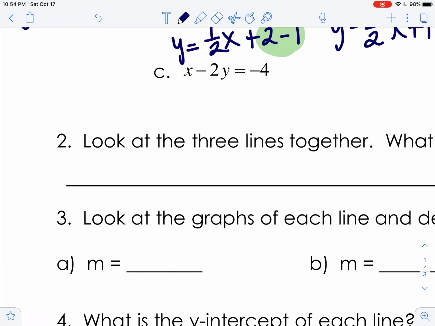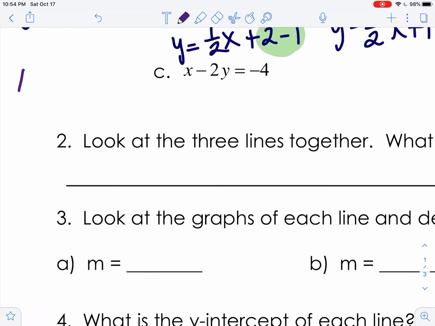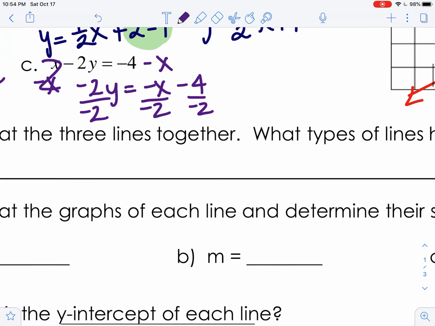Okay, last but not least, we have our standard form. Again, you're going to see this on your STAR test, so we're just going back over it. And it's going to look like this on your formula chart. So that's how we know it's in standard form. But the idea that we have to get y by itself is still not going to change. So let's subtract our x from over here and place it over there. So we're now left with -2y equals -x minus 4. We divide by our -2 on both sides.